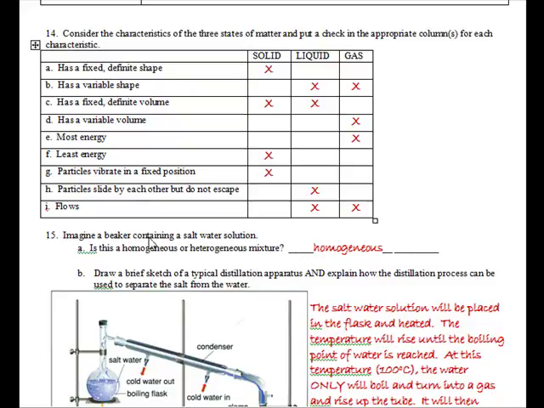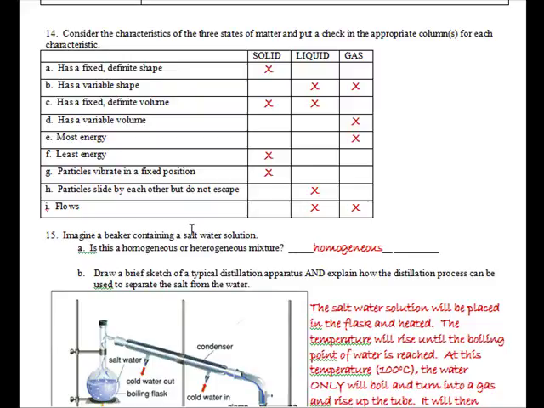Okay, it says, imagine a beaker containing a salt water solution. Is this homogeneous or heterogeneous? Remember, homo means it all looks the same. You can't tell the different parts apart. And heterogeneous means you can identify the different components of the mixture. Now, it tells you it's salt water, so you can probably picture that.